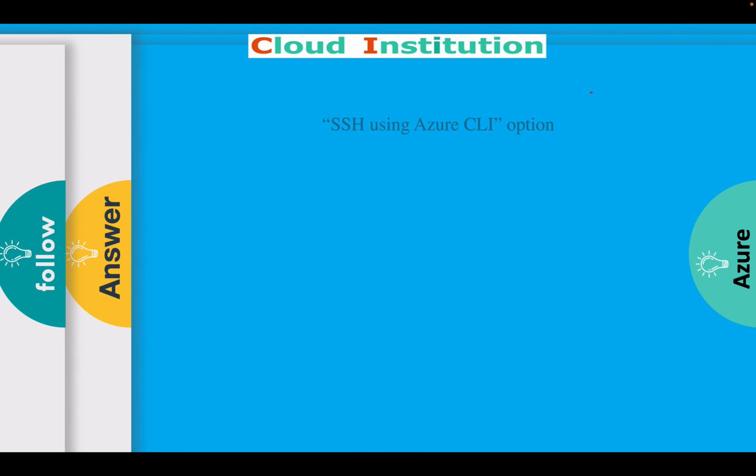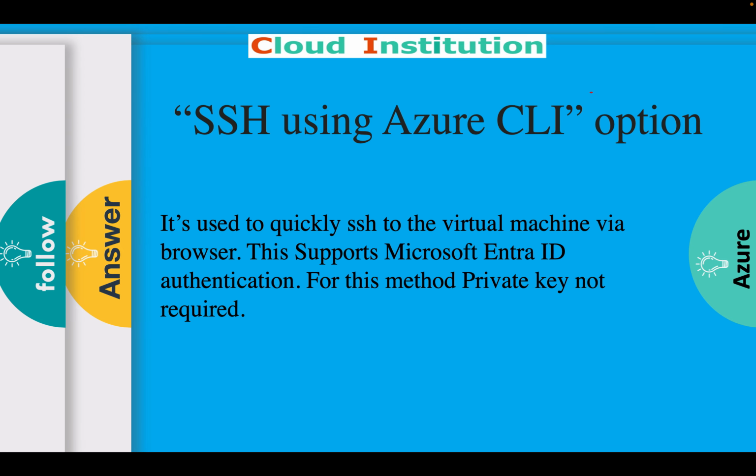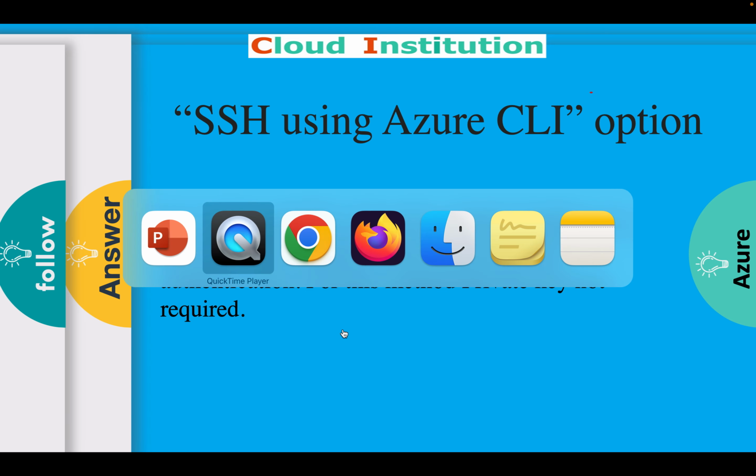Let's go back to the SSH using Azure CLI option. What is this one? It is used to quickly SSH to the virtual machine via browser. You don't need a username and password or SSH key based authentication method, and you don't need any SSH keys to be able to connect. This supports Microsoft Entra ID authentication, and for this method a private key is not required. You don't need any kind of private key to connect to this instance if you're connecting through the SSH using Azure CLI option. Now let's go back to the demo.